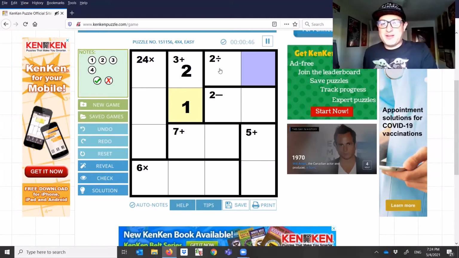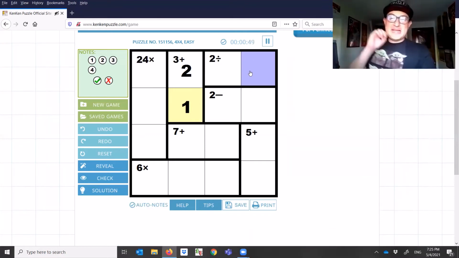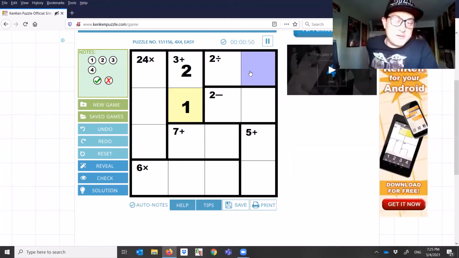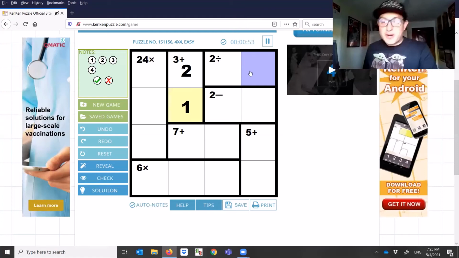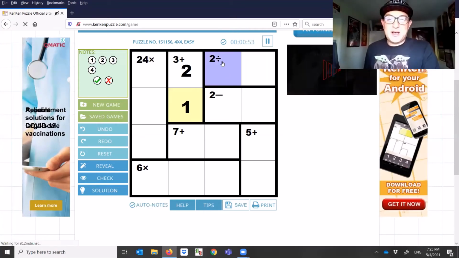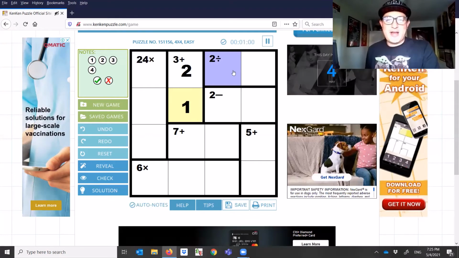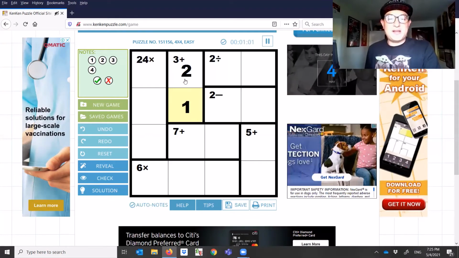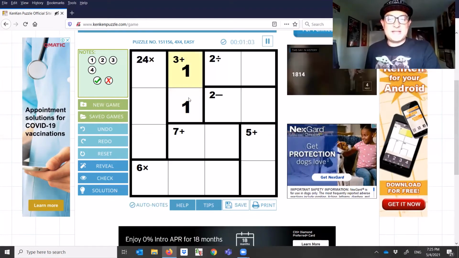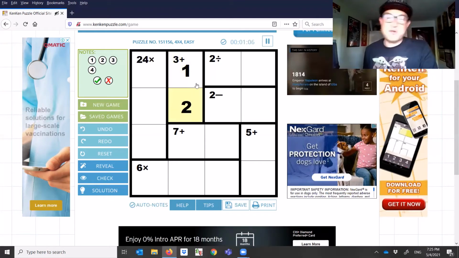Well, let's look up here, this division. This is division. So these two numbers have to divide to equal 2. Now I know I can't use a 2, so it can't do 2 divided by 1. So I'm going to use, let's see here. What's another way to make 2? Dividing. Oh, you know what? This probably is a 1, and this has to be a 2. We just figured that out.